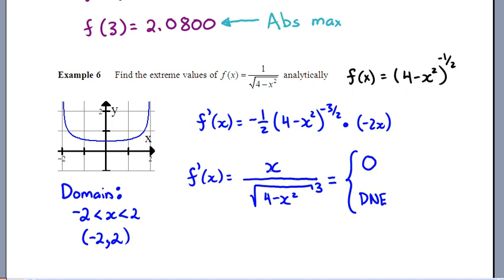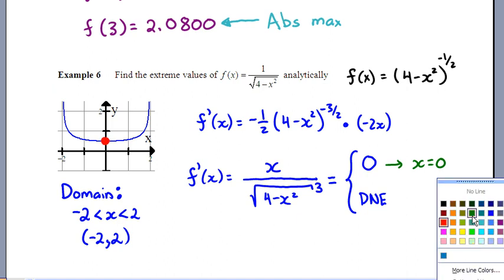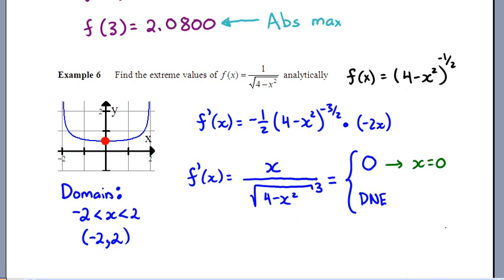Well, I can make this fraction 0. I can make that numerator 0 if I choose x equals 0. And sure enough, that's this flat critical point right there. Okay. Could I make this fraction all busted? Is there a way to do that? Can I get 0 in the bottom?